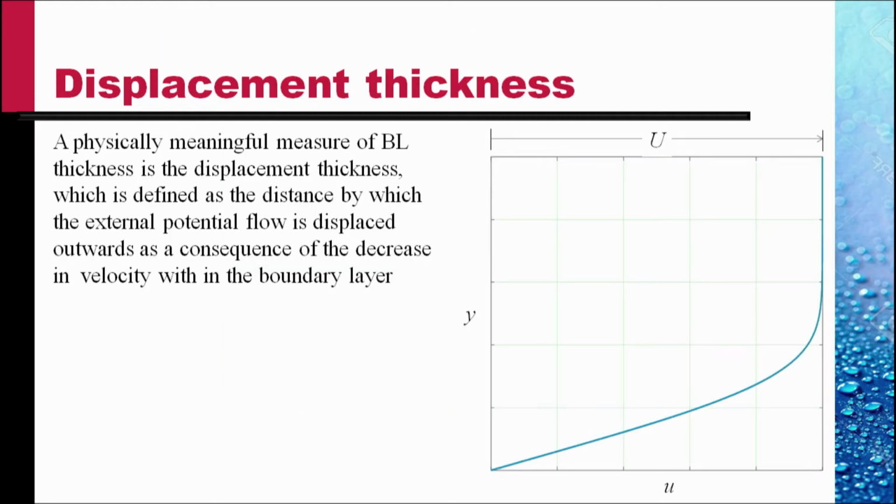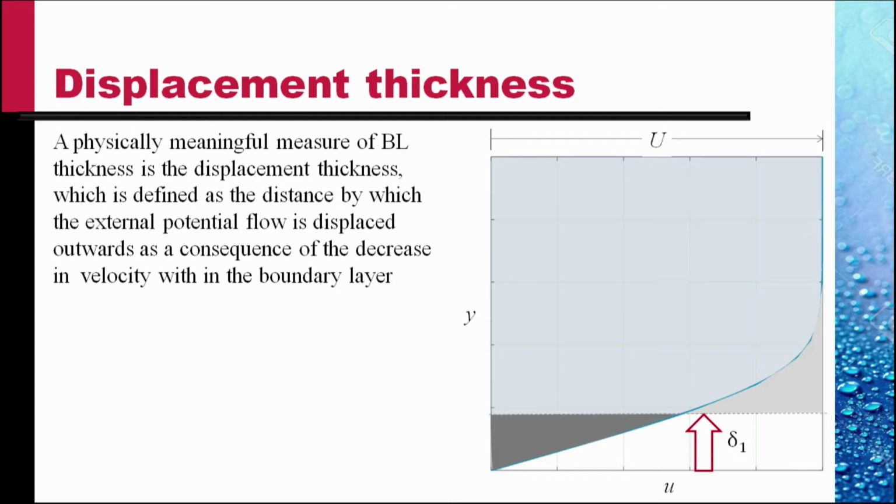But as we said, the boundary layer thickness defined in the manner earlier, that is where the velocity of the flow reaches 99% of the inviscid velocity, is arbitrary. A physically more meaningful measure of boundary layer thickness is the displacement thickness, which is defined as the distance by which the external potential flow is displaced outwards as a consequence of the decrease in velocity within the boundary layer. This is the boundary layer velocity profile, and if we calculate this area, then this is the volume per unit depth of the fluid that flows past the flat plate aligned at y is equal to 0.